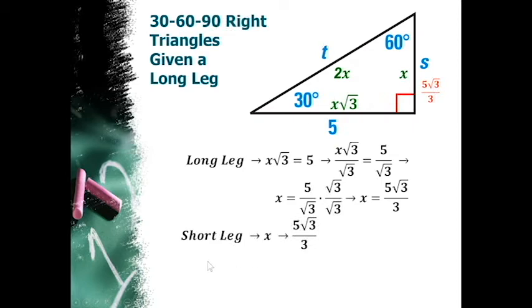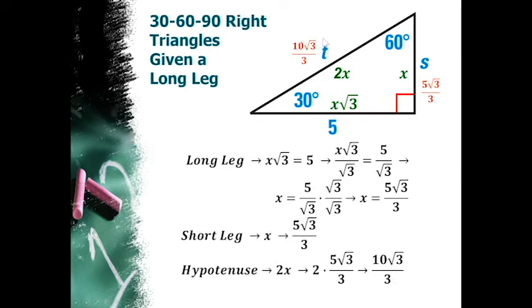Now to find the hypotenuse, our rule is 2x. So we're going to take this value of x, which is 5 root 3 over 3, and plug it in for the x. That gives us 2 times 5 root 3 over 3. And when we multiply a fraction by a number like 2, we are just doubling the number on the top, not the root, just the number. So 2 times 5 root 3 ends up giving us a 10 root 3 over 3 for an answer. And that's what we're looking at up here for our value of t, or our hypotenuse.